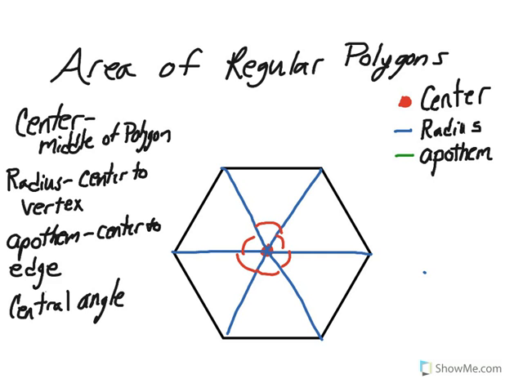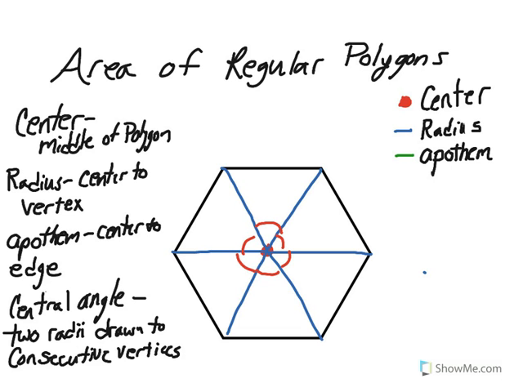So here's the definition of a central angle: 2 radii drawn to consecutive vertices. Notice that all the angles put together make up a circle. We know a circle is 360 degrees. So if you add up all the central angles, you get 360 degrees.